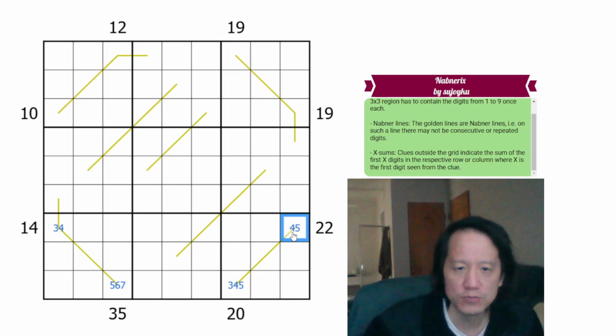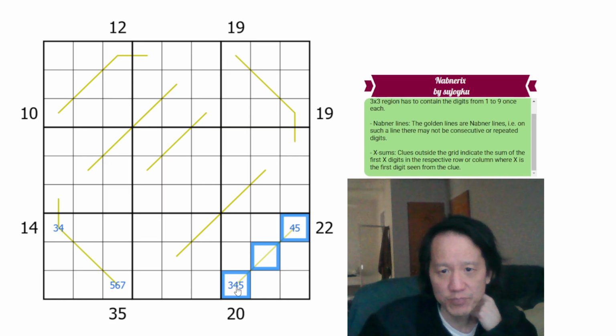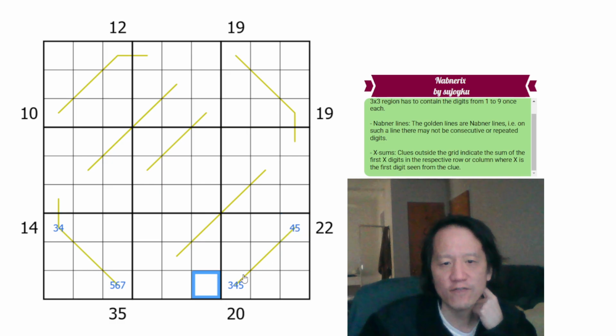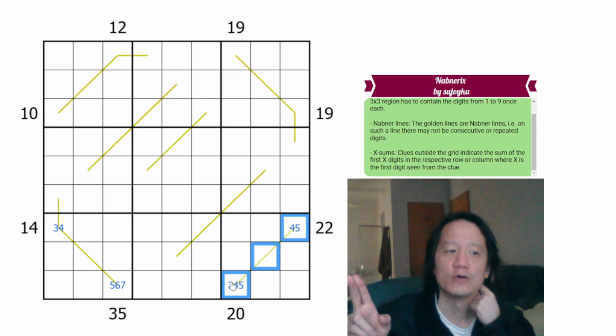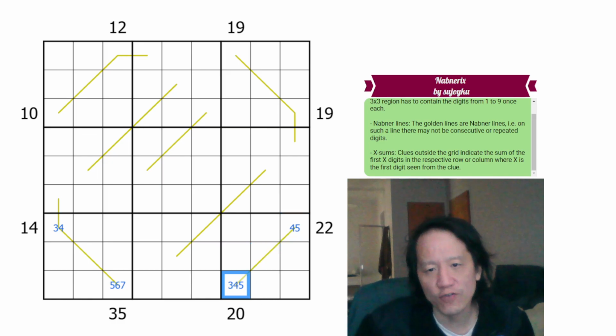By normal Sudoku rules, this can't be 4. If this is 5, this would have to be 4, and there would also be consecutive. And that's the whole point. If this is 4 or 5, it eliminates the possibility of the other 4 or 5 here, and therefore you would have a 4 and a 5 on the Nabner line. Those two are consecutive, and that would break the Nabner line rule. So this can never be 4 or 5.